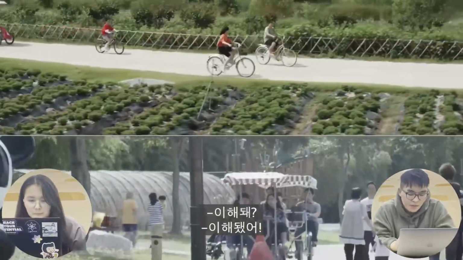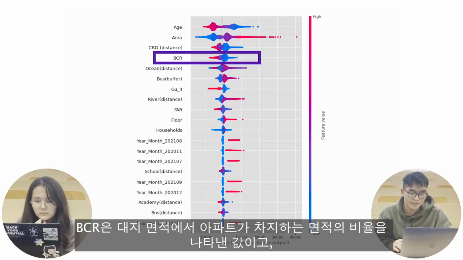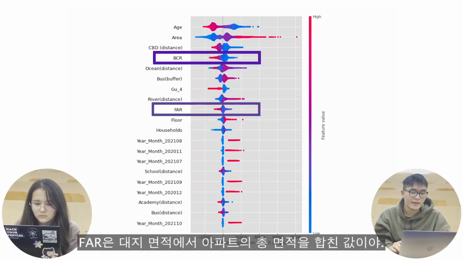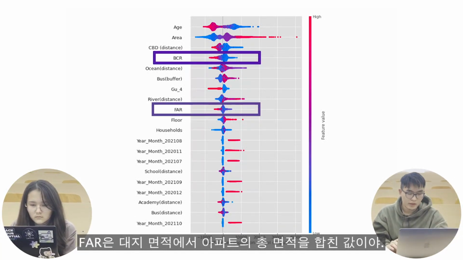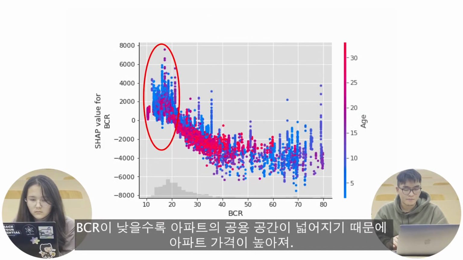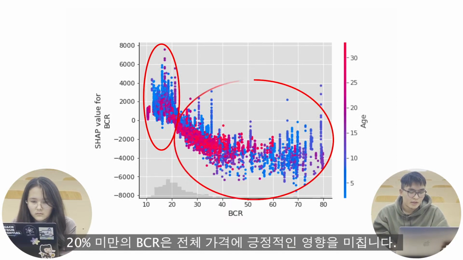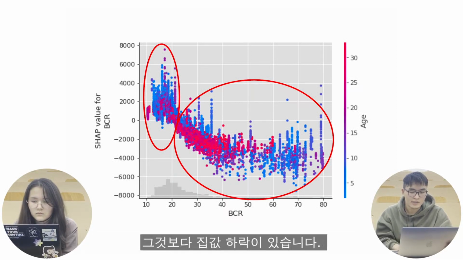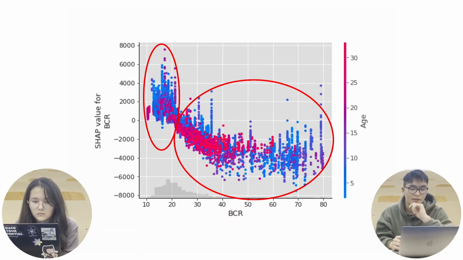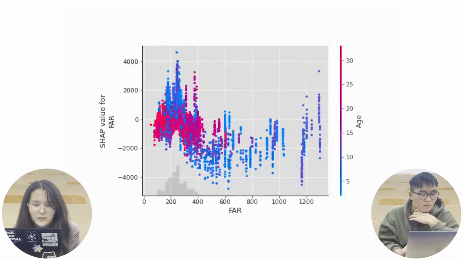Yeah, totally. So let's check out the other factors too. For your information, BCR is the building coverage ratio, and FAR stands for the floor area ratio. As you can see, when BCR gets lower, apartments' price gets higher because there is more comfortable and communal space. Here, BCR of less than 20% has a positive impact on the overall price, and more than that has a decreasing effect on the housing price. Is it clear for you? Yeah, totally. What about FAR?